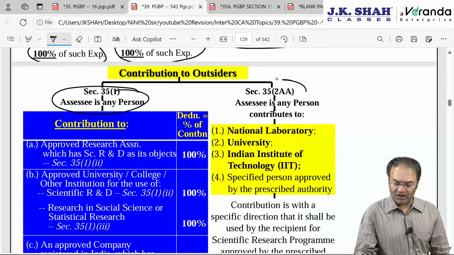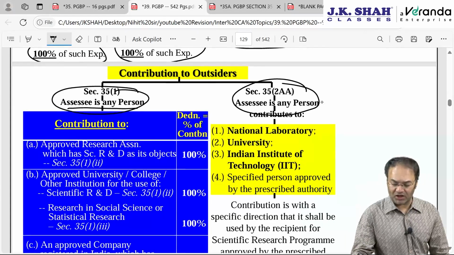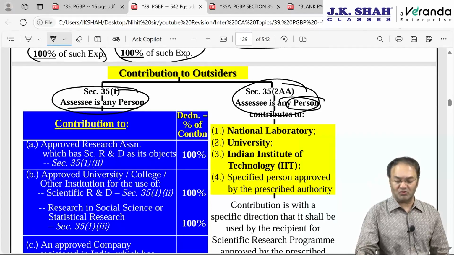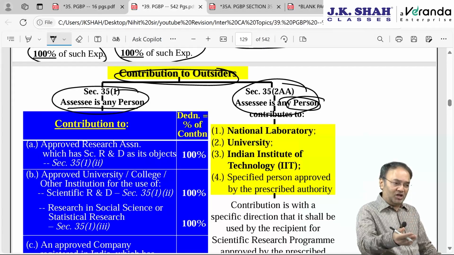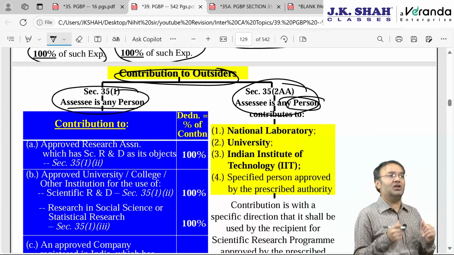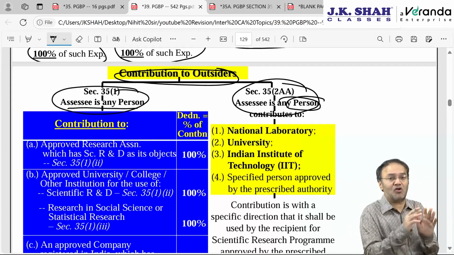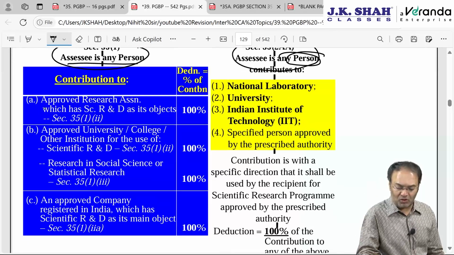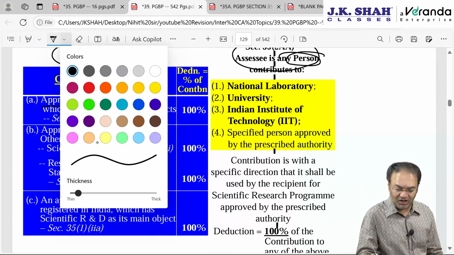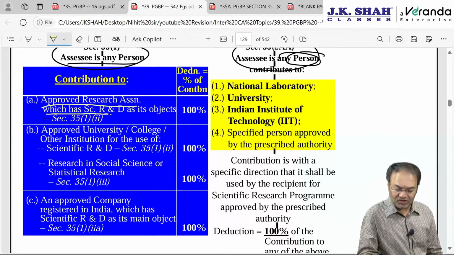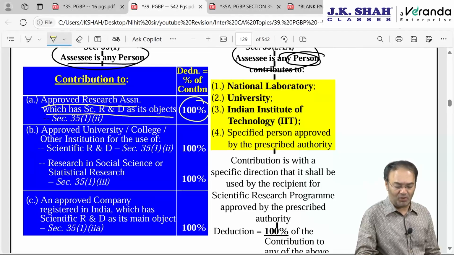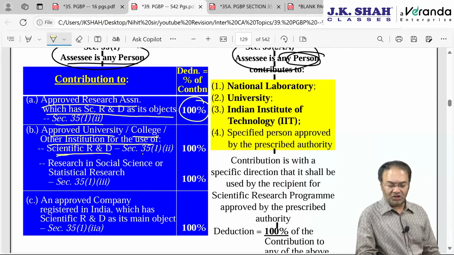Okay, in category 3 and category 4, here category 3 assessee could be any person, category 4 also any person. Contribution to outsiders. Here expenditure cannot be capital, it has to be revenue only, because you are spending it to another person, for you it is a revenue expenditure. What that person is doing, that is none of your business. Okay, contributing to approved research association which has scientific R&D as one of its objects, 100% of the amount contributed, 35(1) clause 2. Approved university, approved college, other institution using it for scientific R&D, 35(1) clause 2, same clause, 100%.